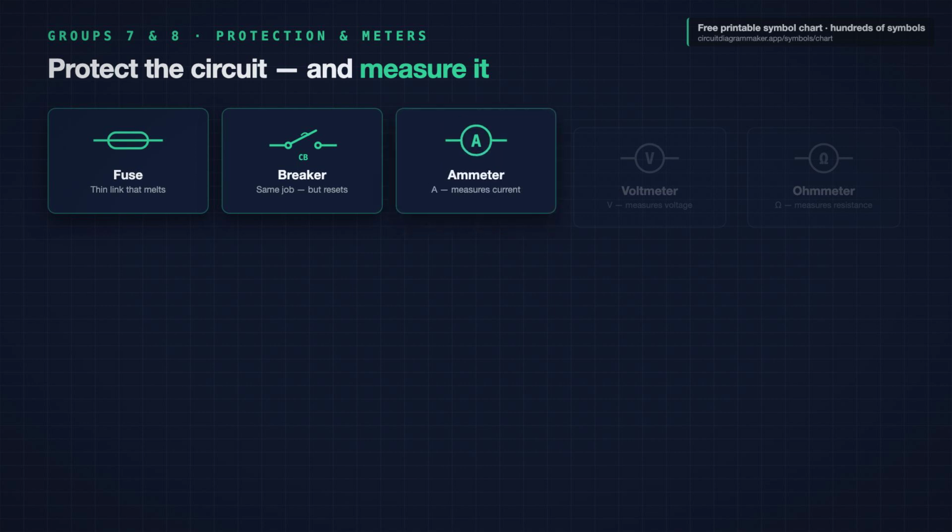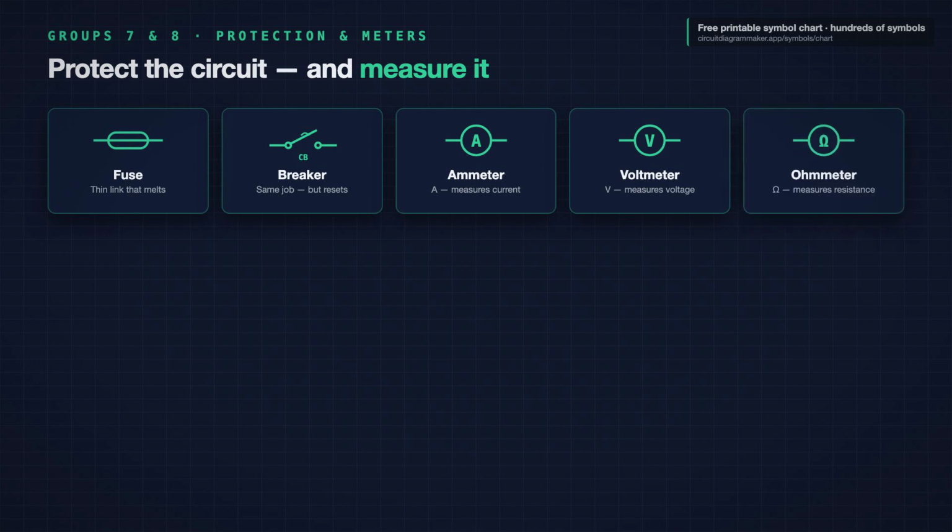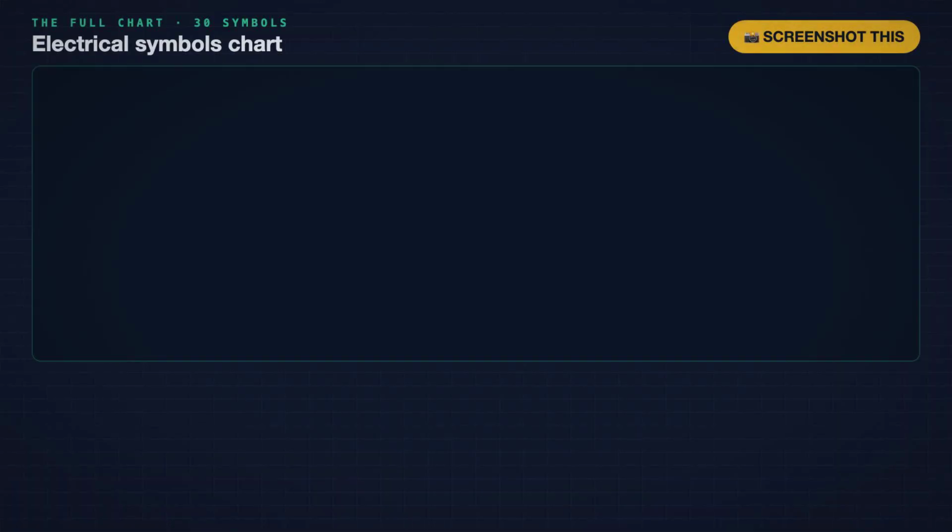Group 8, the meters. An ammeter is a circle with an A and it measures current. A voltmeter is a circle with a V and it measures voltage. An ohm meter, the Greek omega, measures resistance. Fuse and breaker protect, A, V, and omega measure.